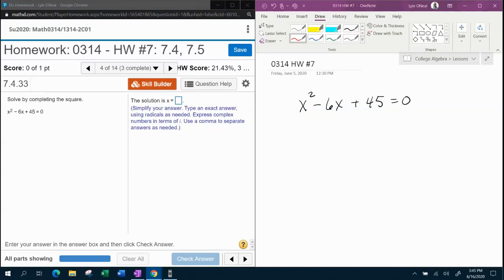Question number 4 from our 0314 homework number 7 in MyLab Math. The instructions say solve by completing the square. So we have a quadratic. It is already in standard form. In order to complete the square, we do need to start by moving the constant over, okay?